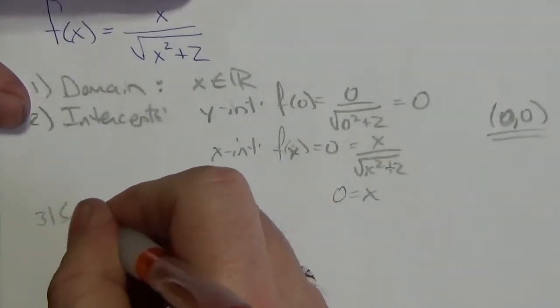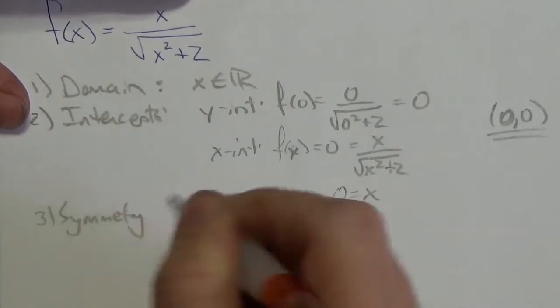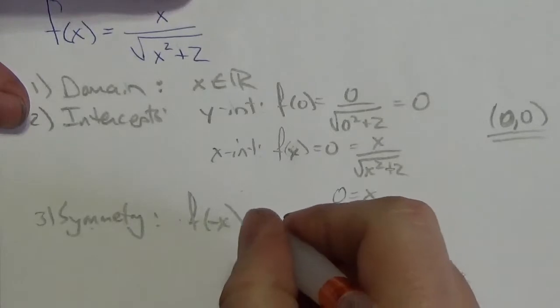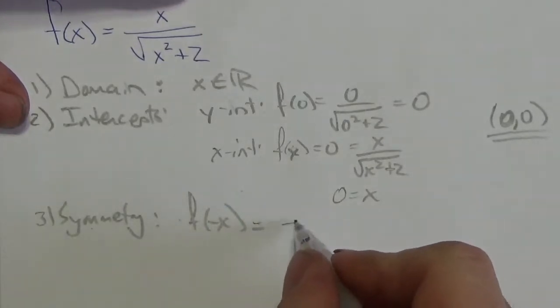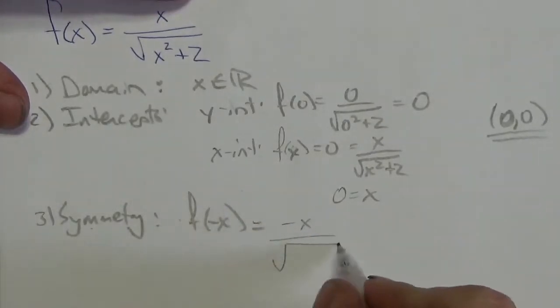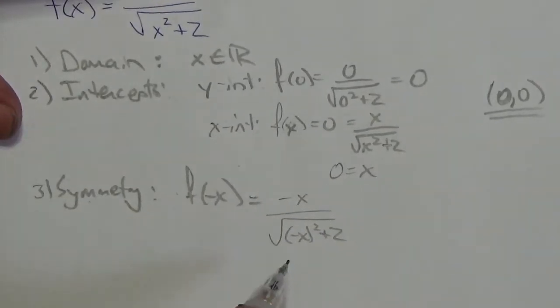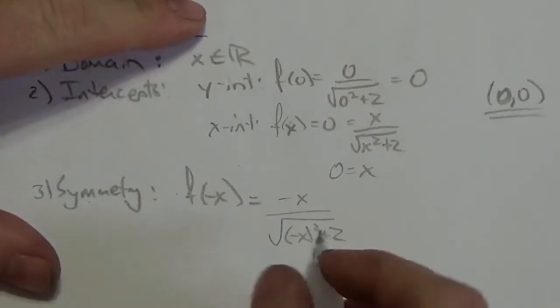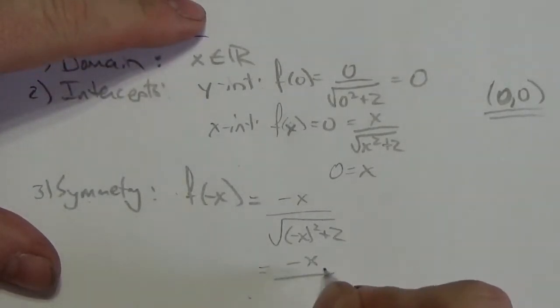3, symmetry. So if I take a negative and plug it in, I am going to get negative x in the numerator, and then I'm going to get negative x squared plus 2. Now, bear in mind how that looks down here. I'm replacing the x with a negative x. Because in the original function, x was being squared, when I replace it with negative x, it's negative x being squared, and that's actually just going to become a positive.